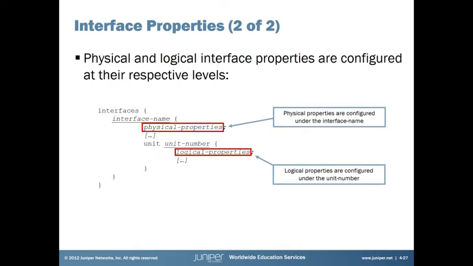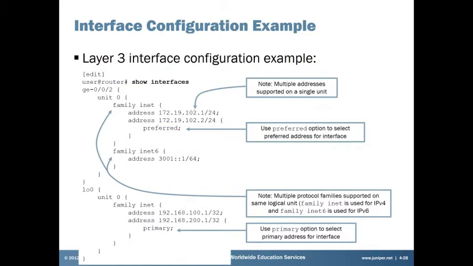Okay, so here we have the interface name. We have some physical properties here. So physical properties I can configure under the interface name. Then we have the unit number, and then the logical properties I configure under the unit number. So there are physical properties and logical properties that I can configure on an interface. Logical properties would be the IP address, for example. VLAN tags are logical properties.